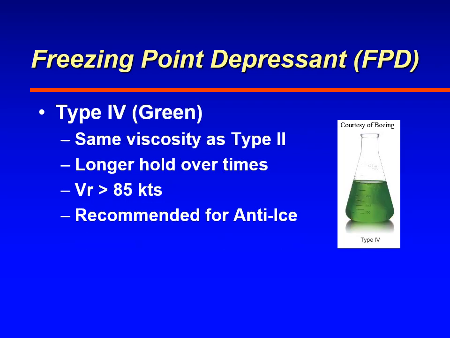Type 4 solution is green. It has the same viscosity as type 2, so it's pretty thick. And also it has holdover times that are longer than type 2. And as a result of this high viscosity, it sticks on the airframe longer, so aircraft with rotation speeds greater than 85 knots typically use this. And this is the most common type of anti-ice solution that you'll find used at airports across the United States.